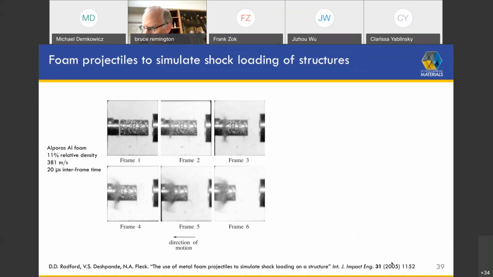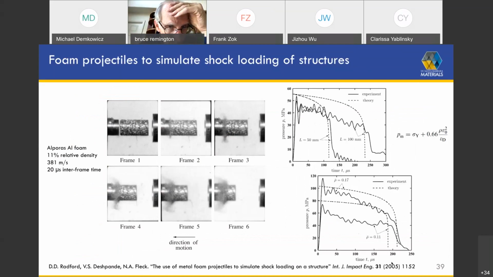Now, one of the challenges you're faced with is if you go with a very low relative density foam, then what you will find is that the yield strength will drop, and you run the risk when you're trying to launch this foam of actually yielding it simply through the pressures you're applying within your gas gun. Okay? And obviously you don't want to do that.